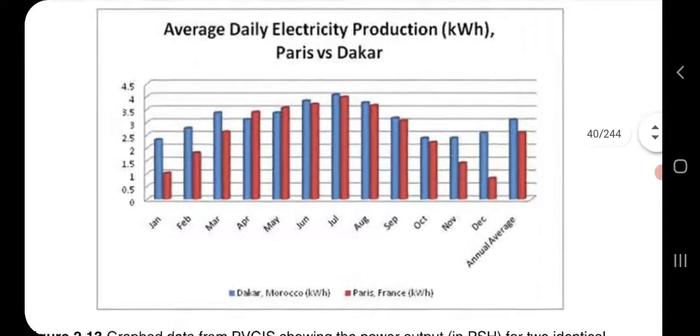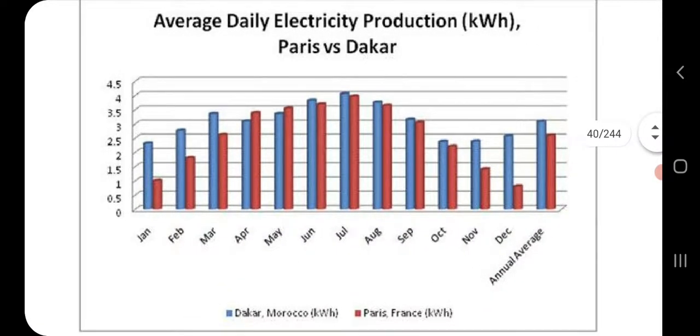Now we will compare the average daily electric production between Paris and Dakar. Dakar is in Africa, whereas Paris is in the northern hemisphere. If we compare the electricity produced by the African country and Paris, Dakar produces more electricity through sunlight compared to Paris. But in some months, for example May, June and July, they are nearly the same and produce the same electricity.